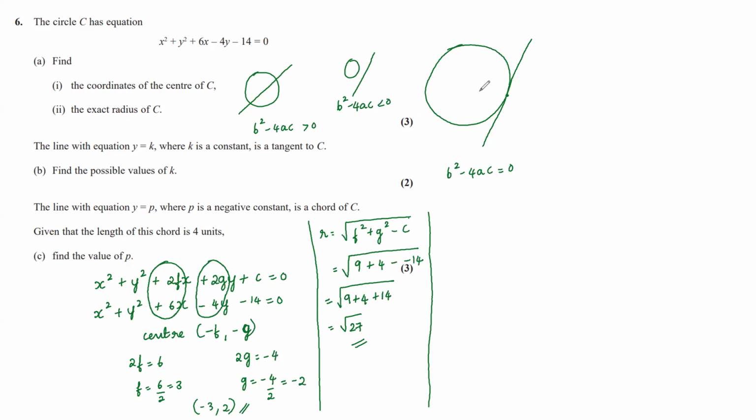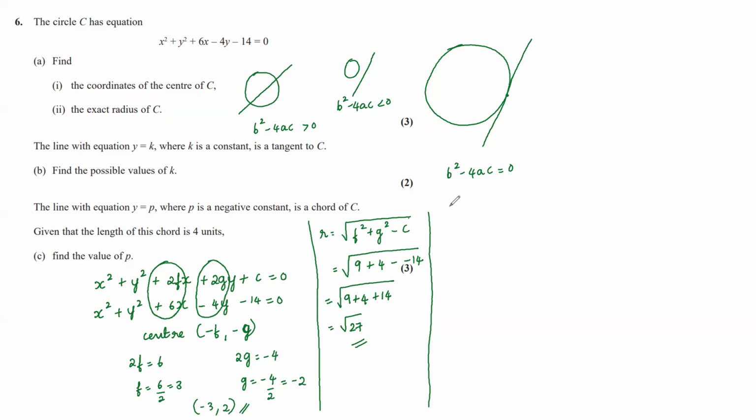Now in this question, it is a tangent. That means it touches the circle at one point. So b squared minus 4ac will be equal to 0. It's given that y is equal to k. So in the equation of the circle, wherever we have y, I'm going to replace it with k.